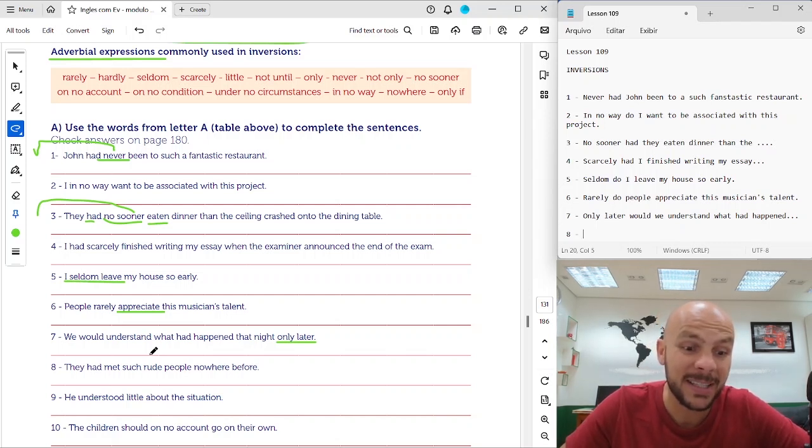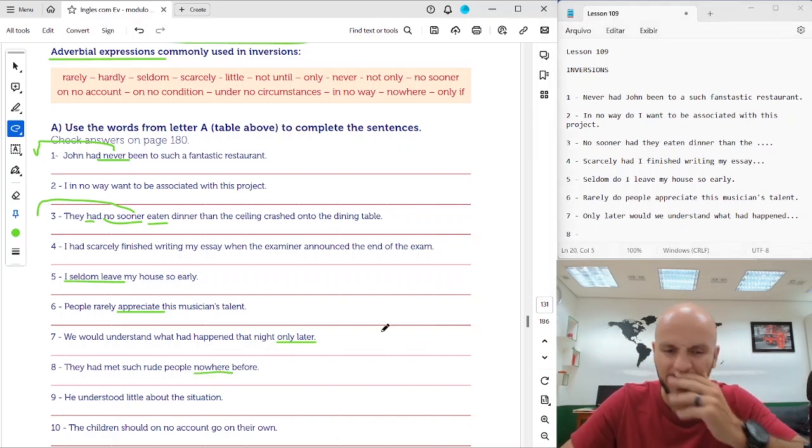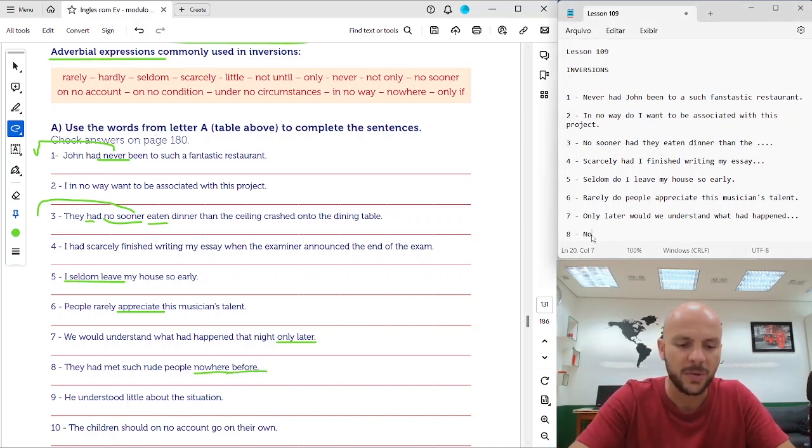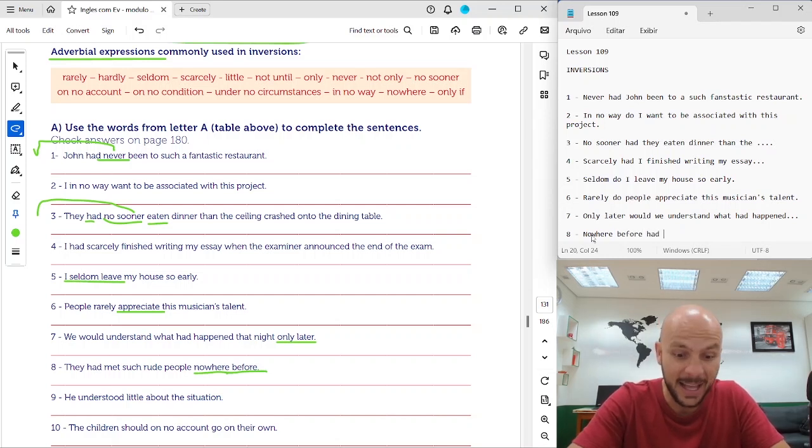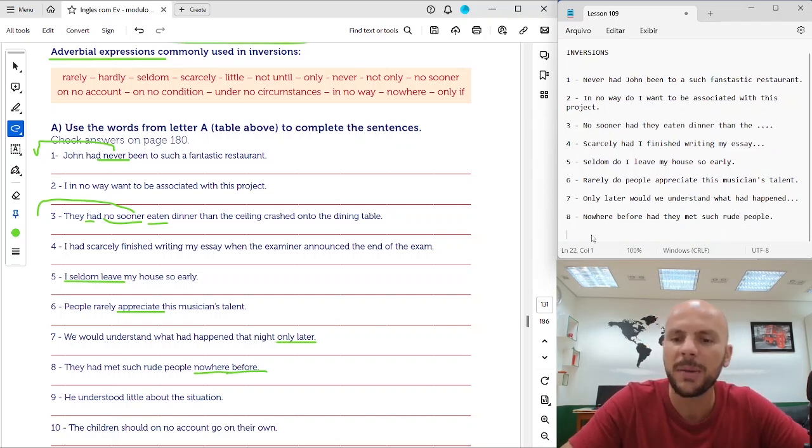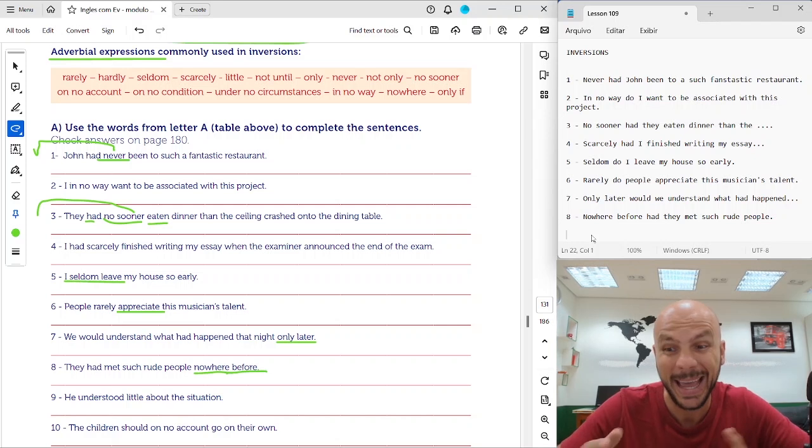8. They had met such rude people nowhere before. They had met such rude people nowhere before. Okay, so nowhere before had they met such rude people. Nowhere before had they met such rude people. Had they met.